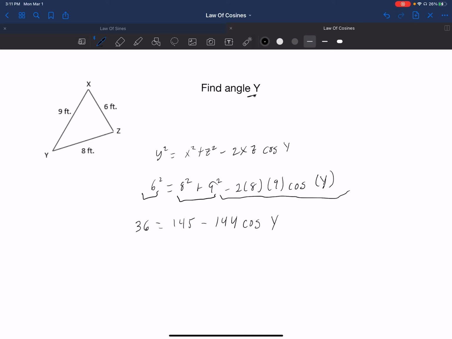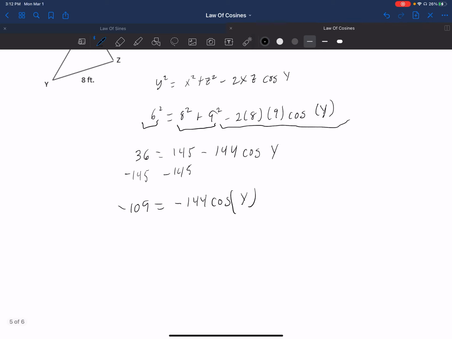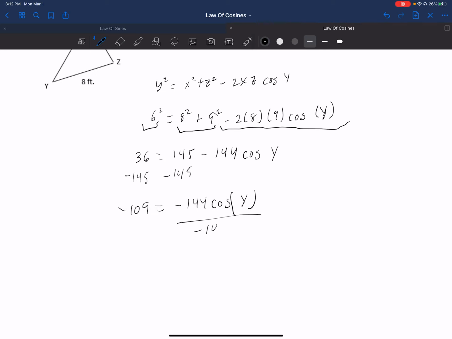So again, we're solving for y, so I need to get rid of this number here first. So I'm going to subtract 145 from both sides. Once I do that, I'm left with negative 109 on the left side equals negative 144 cosine of y. Divide both sides by negative 144.